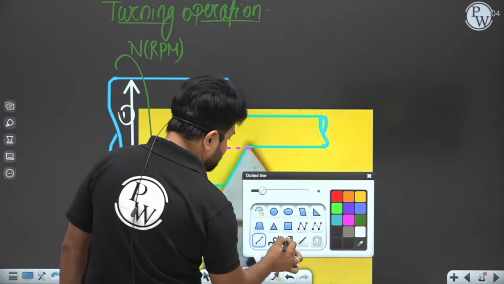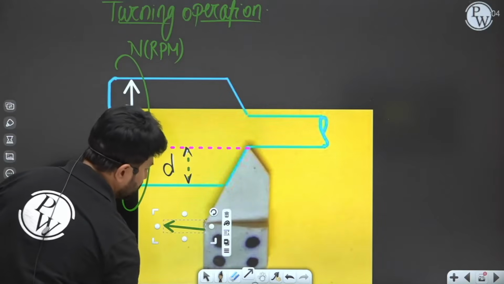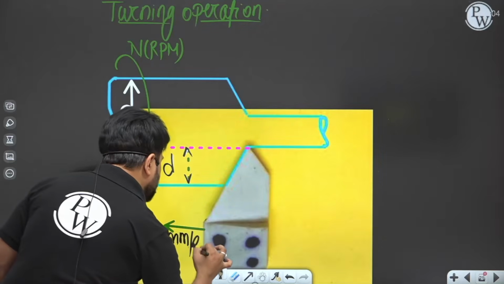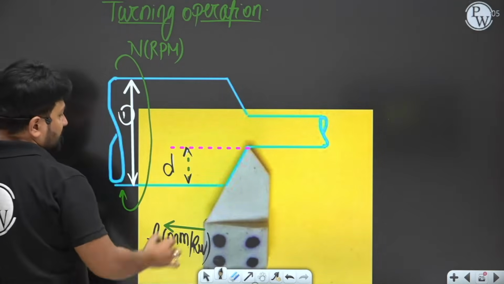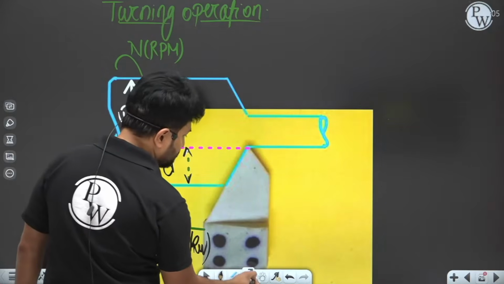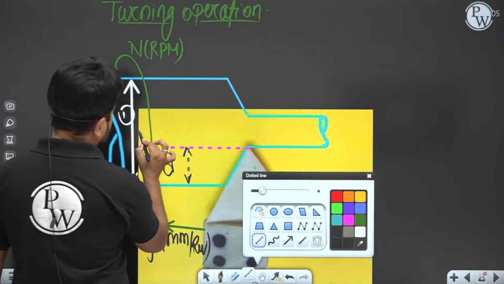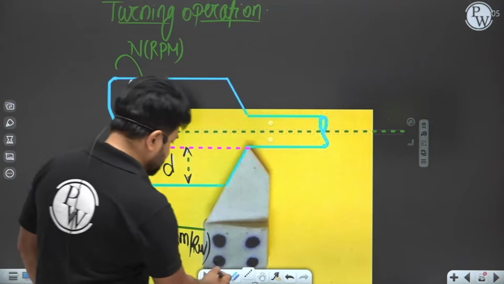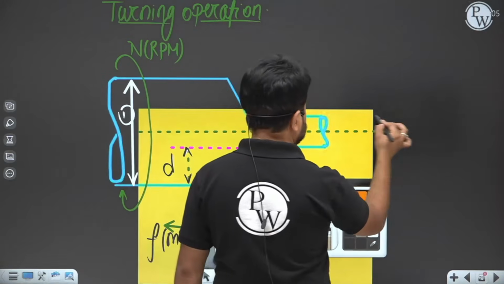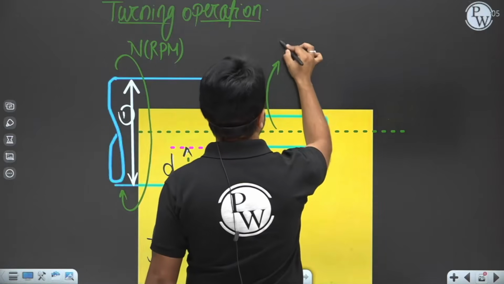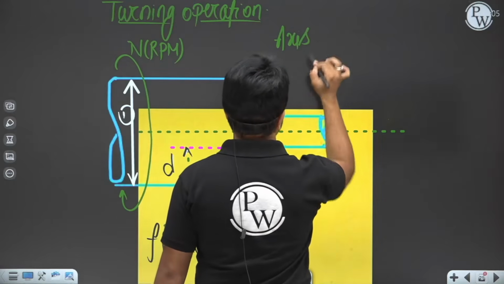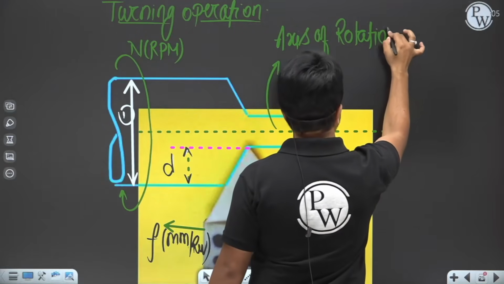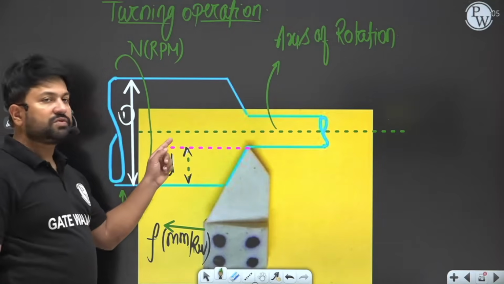My dear, you give the feed to the tool in this direction. This is feed, that will be in mm per revolution. The feed is given to the tool parallel to the axis of rotation. This is the axis of rotation. Now here the feed is parallel to the axis of rotation.